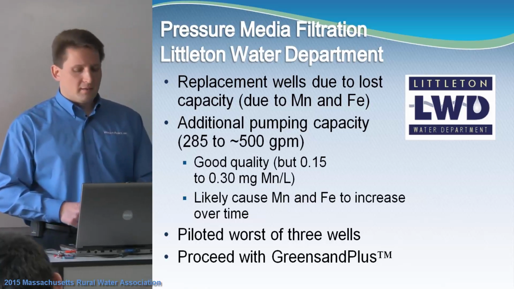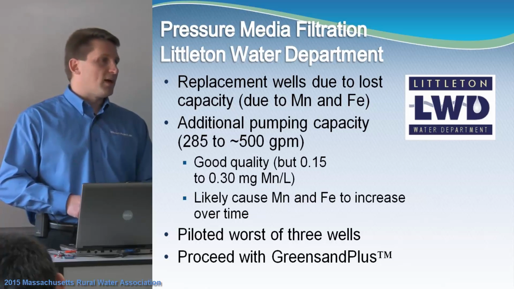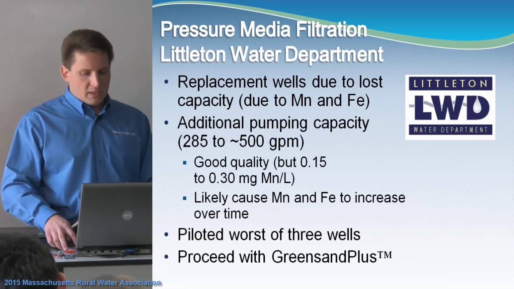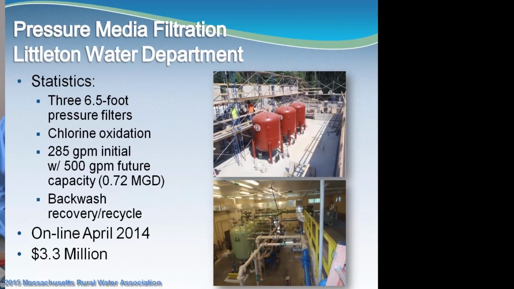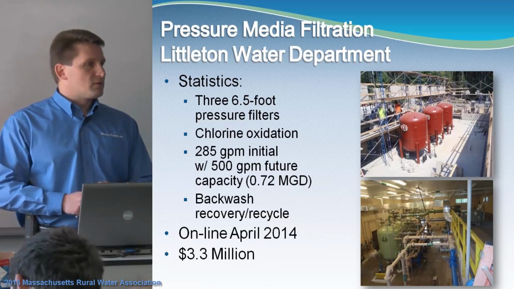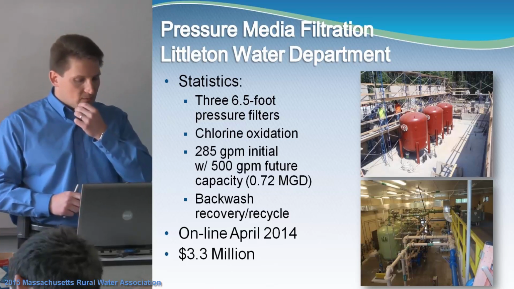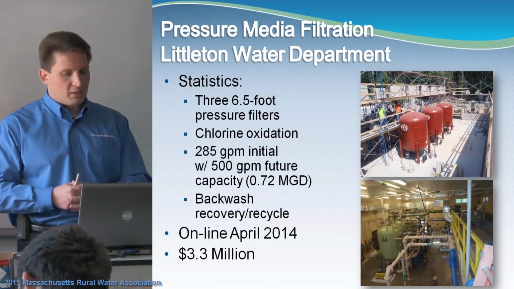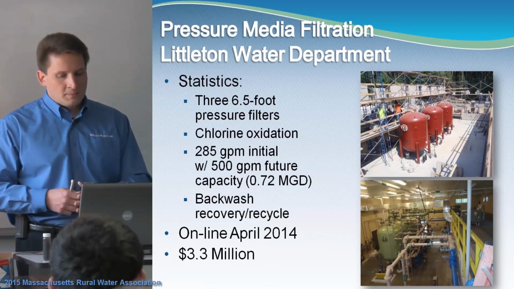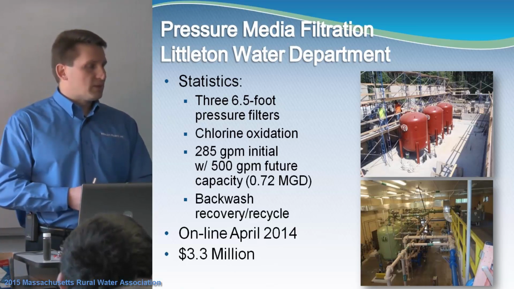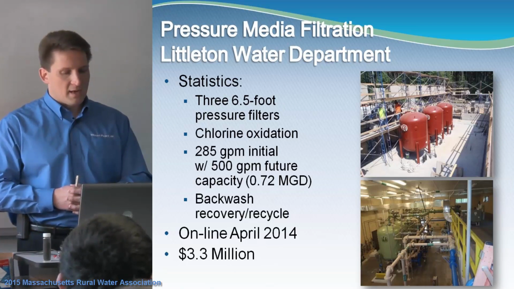So we piloted the worst of the 3 wells just to bracket that, and we ultimately realized that the Green Sand Plus worked really well. We ended up with 3 6.5-foot pressure filters rated for the 285 gallon per minute initial flow rate with expandability to 500 in the future, and they were sized such that they could take the 500 gallons per minute at the current state.